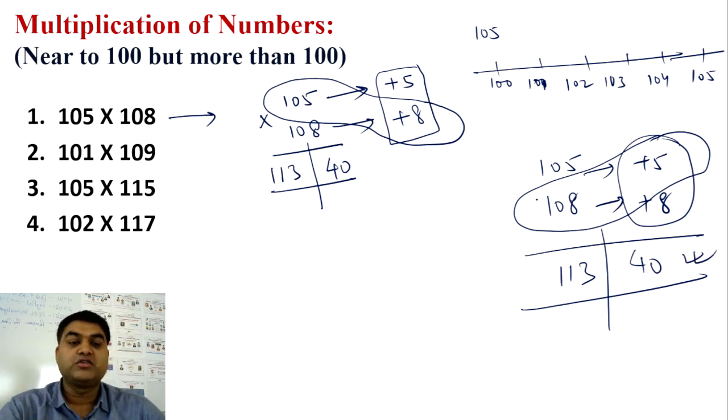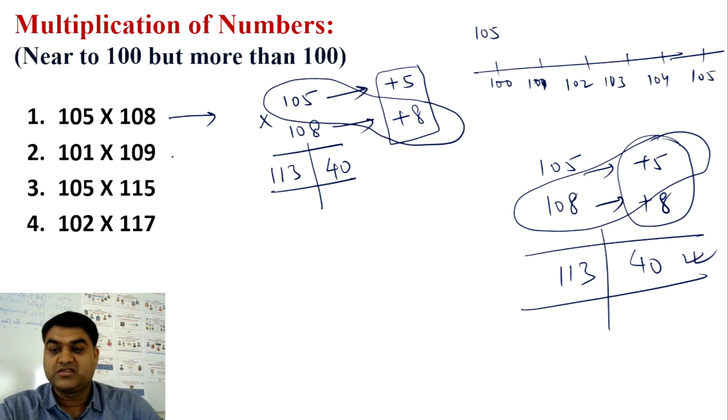Okay, cross addition we are doing. I'm sure you would have heard of cross multiplication. What we are doing on the left hand side, we are doing cross addition, and on the right hand side, we are multiplying these two numbers. Let's see the next example for better understanding.